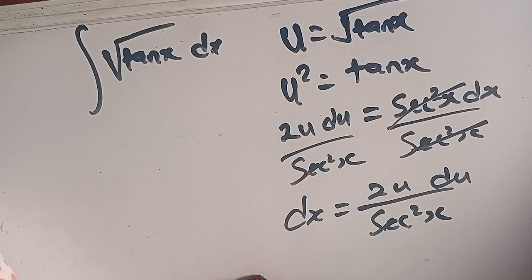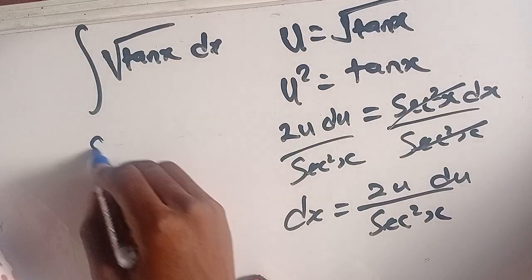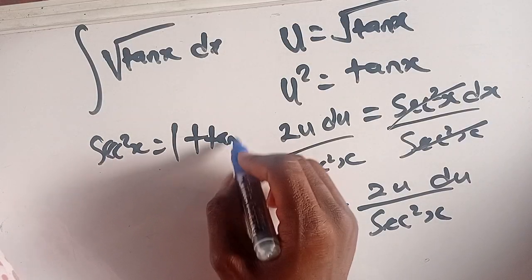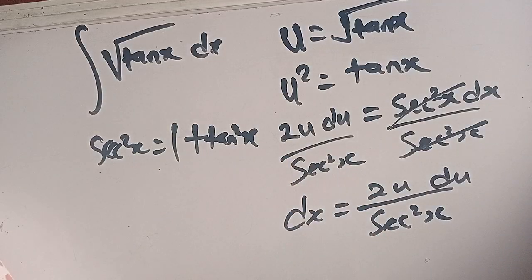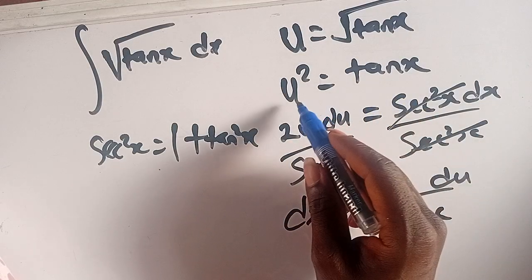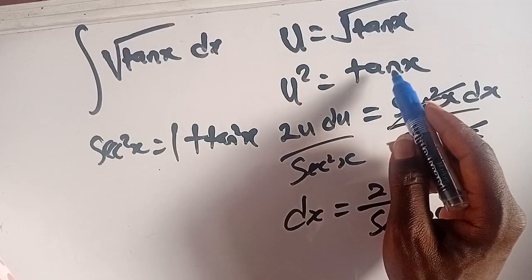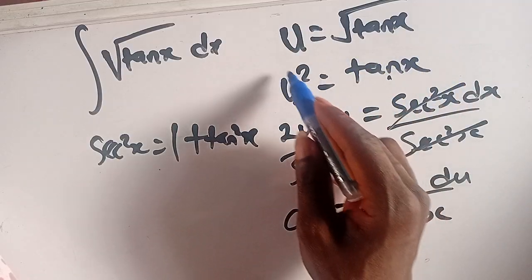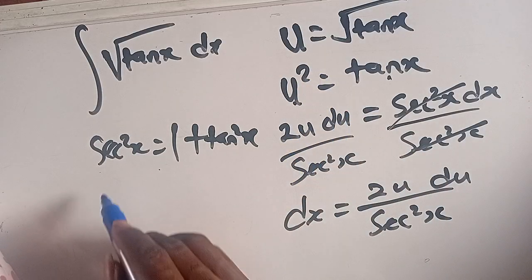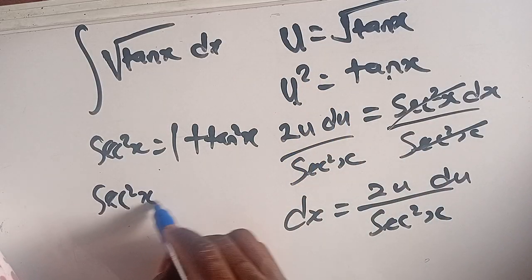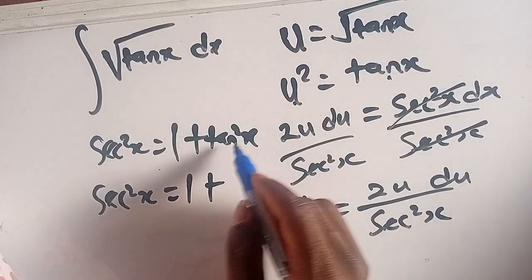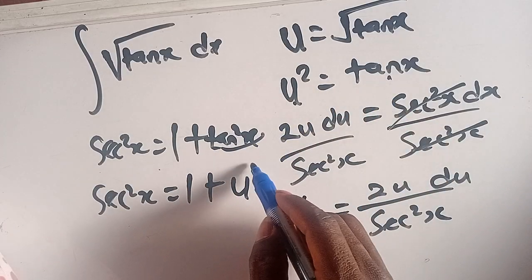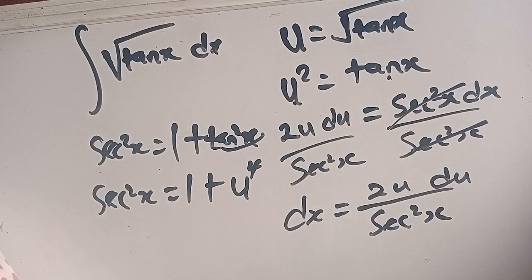Now, don't forget there is a trig identity that says sec squared x equals 1 plus tan squared x. Do we remember? And if tan x is u squared, then tan squared x will be u raised to power 4. So sec squared x equals 1 plus u squared squared, which is u raised to power 4. Do we get it?